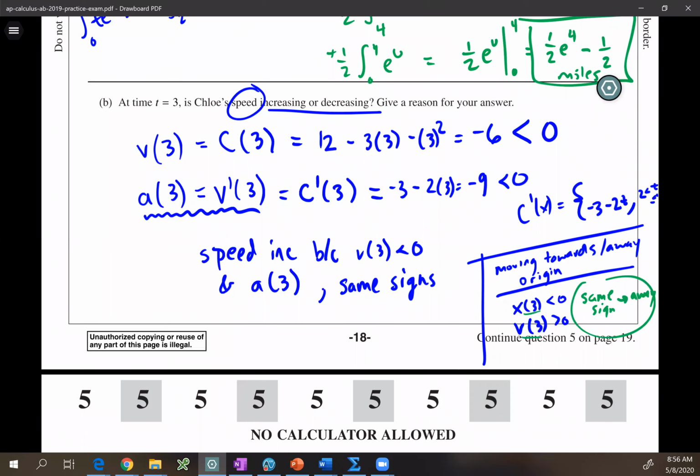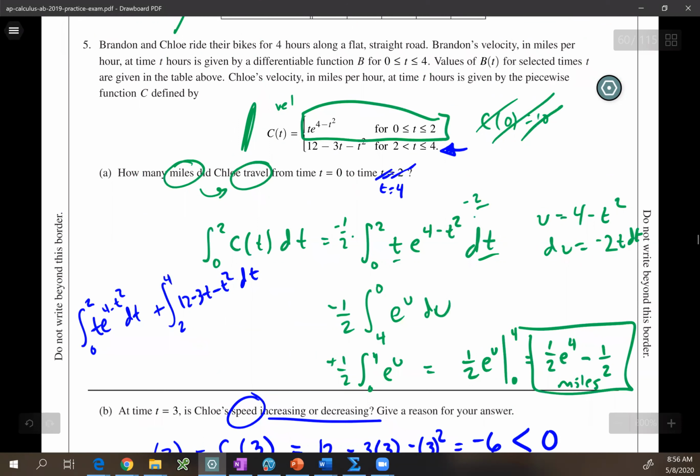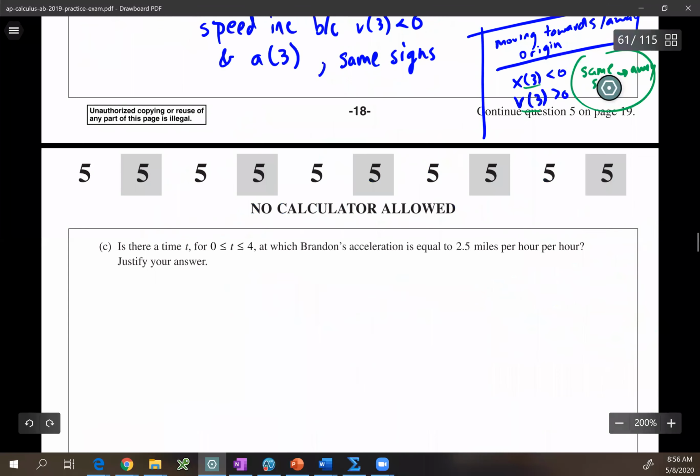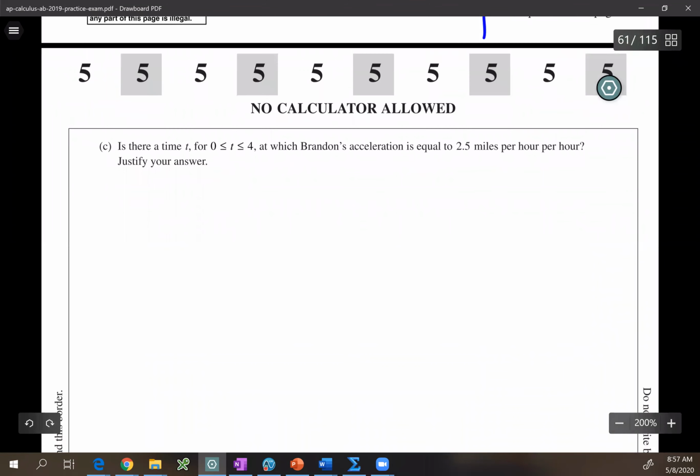Now, we cannot do that question for this because we don't have a way to find the position at 3, because we have the velocity, and we don't have any initial condition, right? We would have to have some kind of an initial condition. If they told us that she initially starts at 0, then we could do it. Okay. Is there a time? That's that big hint.